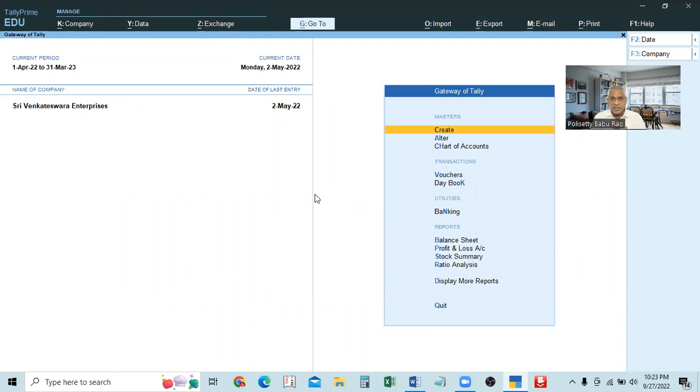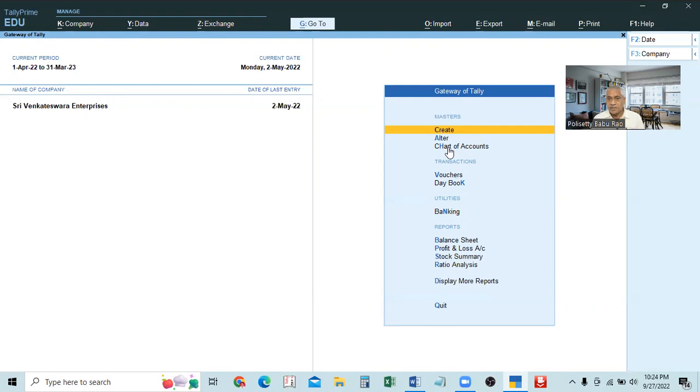From the Gateway of Tally only, you can enter the company's accounts, and we can do any work from the Gateway of Tally. See, this is the screen, Gateway of Tally, on the left-hand side, below the Tally education version. From it we have to go. Now, I told you already, there are four heads: Masters, Transactions, Utilities, and Reports. First of all, in Masters, there are Create, Alter, and Chart of Accounts.